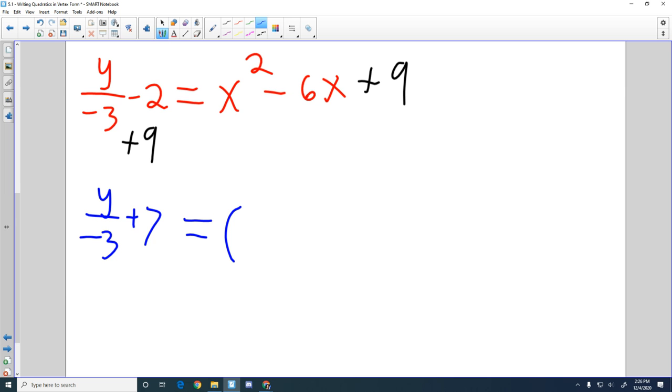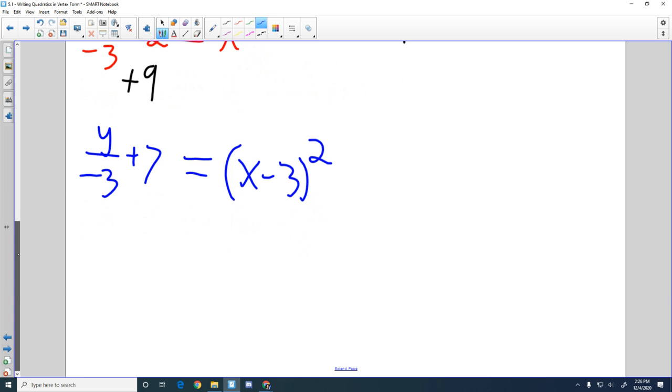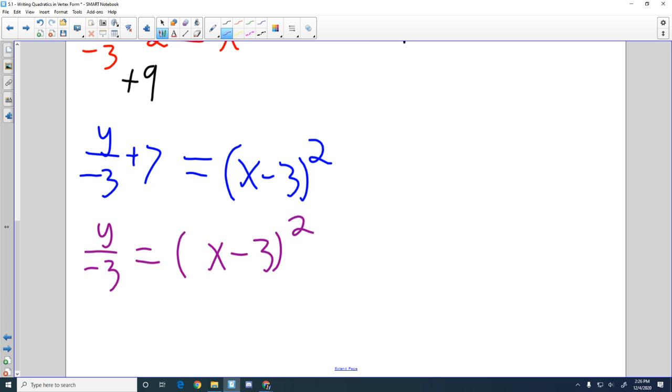equals, what's the vertex form going to be on the right? Perfect. X minus 3 squared. This will be an easy test. Subtract the 7, multiply by negative 3. I'll do it one step at a time still, though. Yeah, that's what I did. Equals x minus 3 squared, and I'm subtracting a 7 because it was a plus 7.